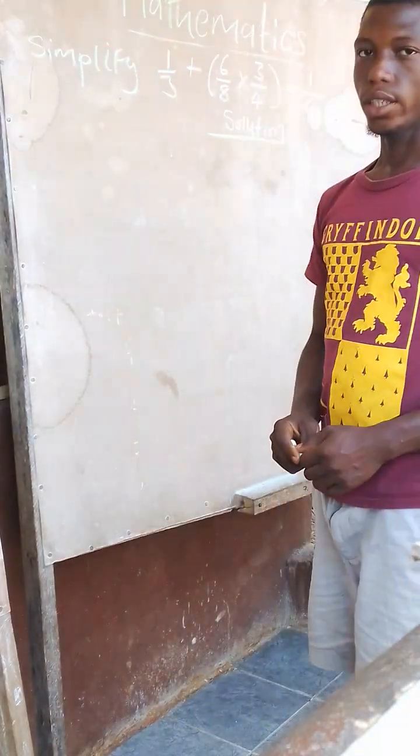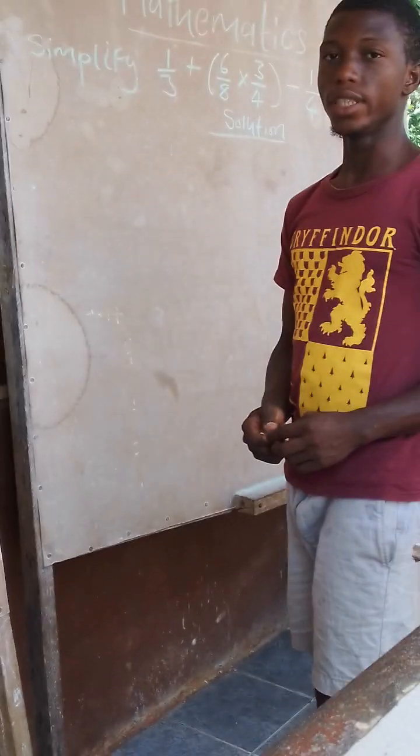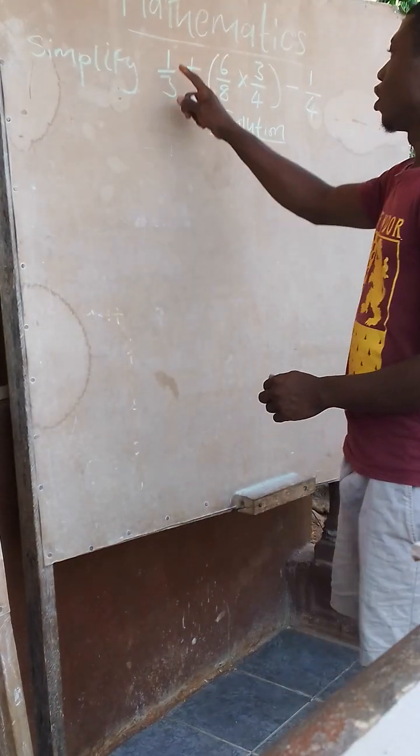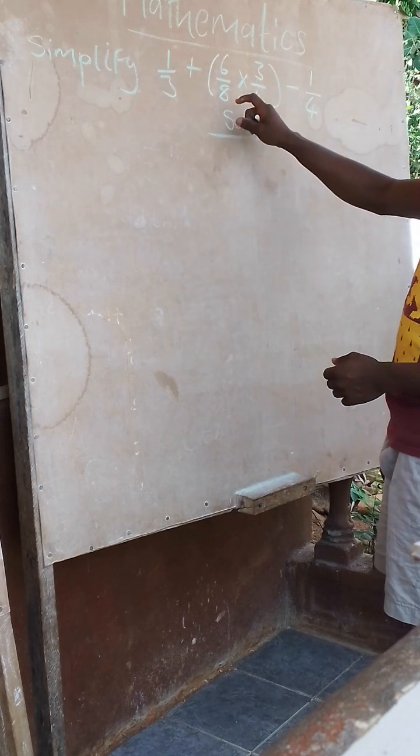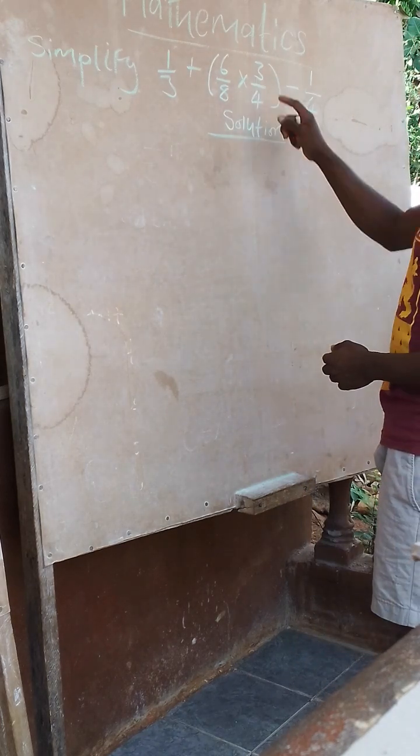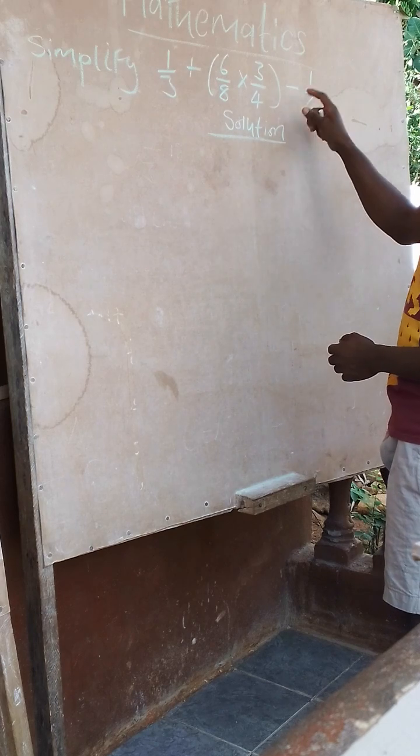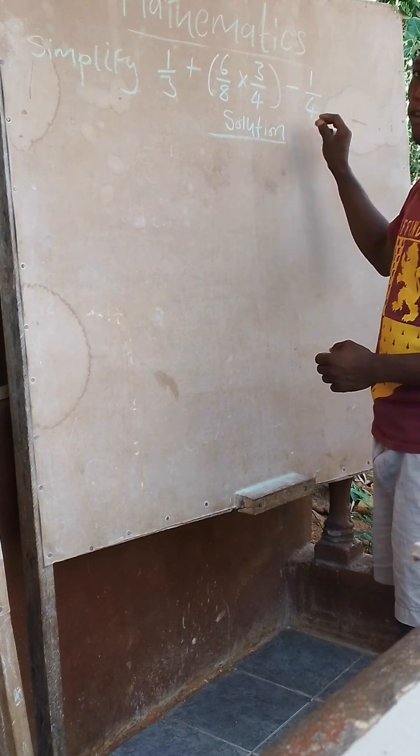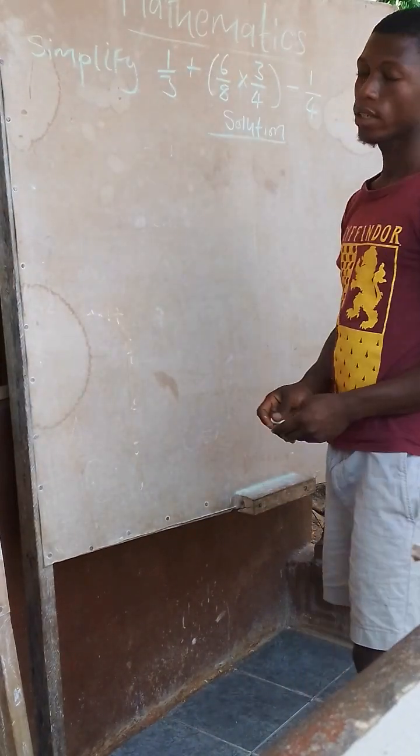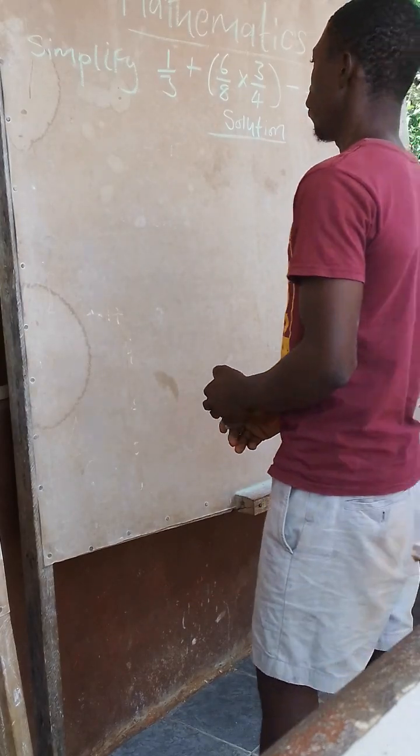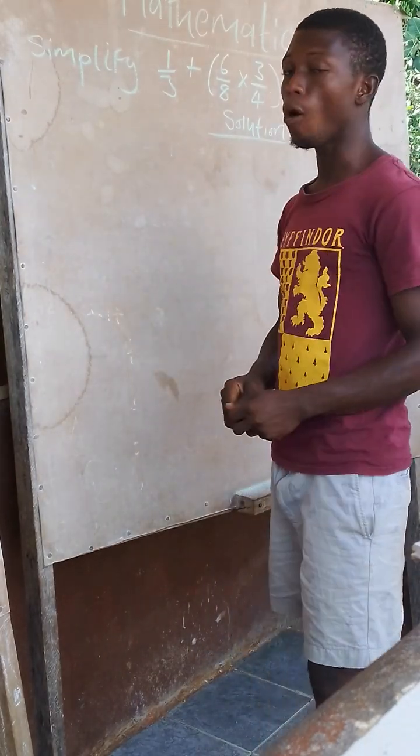Now, if you get this kind of problem, 1 all upon 3 plus 6 all upon 8 times 3 all upon 4 minus 1 all upon 4, mind you, in this problem we get brackets. Now, we can start to simplify this problem.